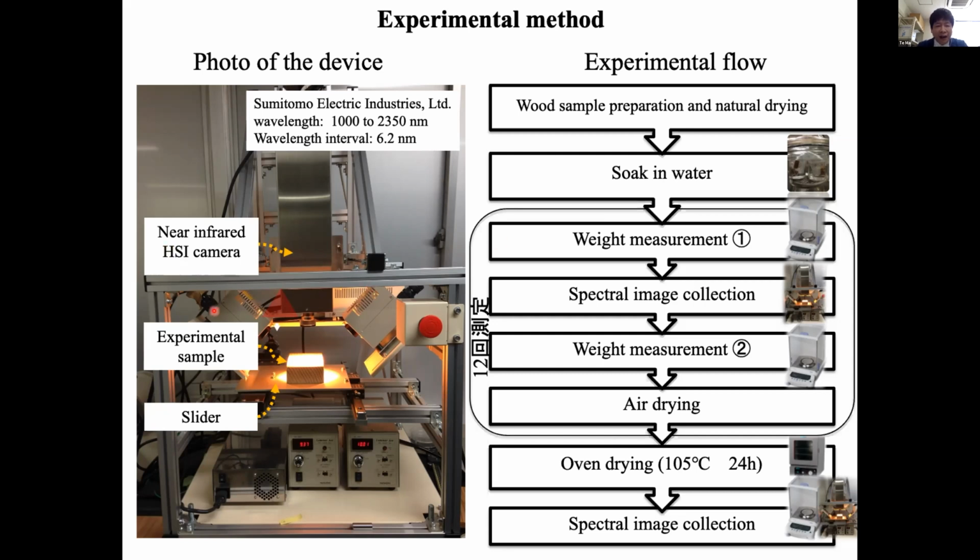The distance between the target and the camera was manually adjusted to achieve a field of view of around 20 millimeter. So the spatial interval was 62.5 micrometer per pixel. Each sample was positioned on a moving slider, then scanned line by line. The movement speed of the slider was set to 9.3 millimeter per second, and the exposure time was 6 milliseconds.